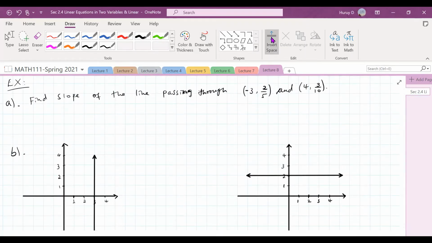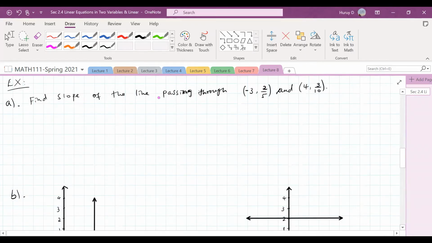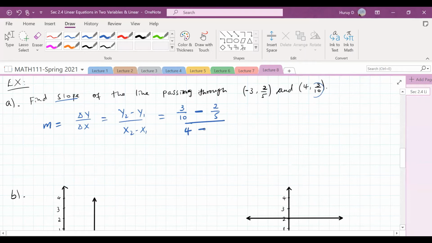Now let's work on these examples. Suppose we have a line that passes through these 2 points, and we are asked to find the slope. So what is slope? Well, this is delta y over delta x. And this basically means y2 minus y1 over x2 minus x1, okay? And now what is y2? Well, I will start with this one. I will take this one as y2. So 3 over 10 minus y1 is 2 over 5. And then x2 is 4.